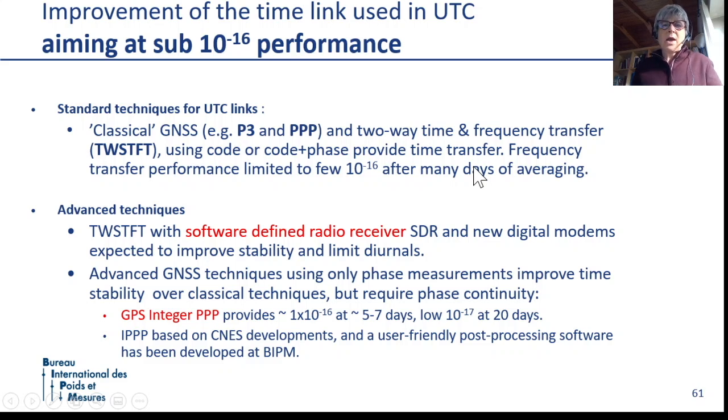Also on time links we have a certain number of research projects. As I said, time transfer is based on classical GNSS, mostly precise point positioning, and two-way satellite time and frequency transfer, which have a stability at the level of 10 to the minus 16 in relative value. If we want to compare optical clocks, we need a measurement system for clocks at a distance which is better than this one.